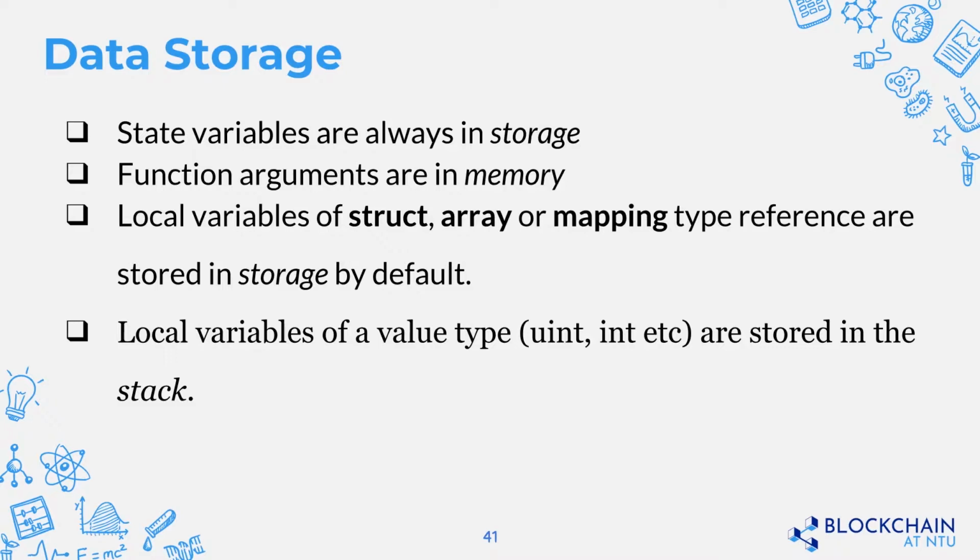So if your local variable is of a type struct, array, or mapping, it's usually stored in the storage by default, but you can set it otherwise. You can say they are stored in the memory if you want to. And if it's a value type like unsigned integer or integer, it'll be stored in the stack, which is not the storage. Okay.